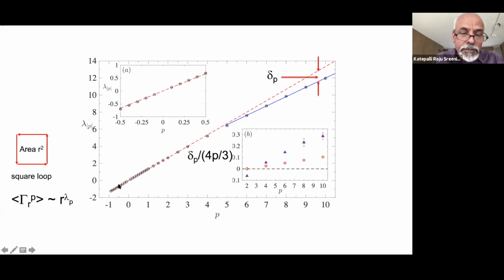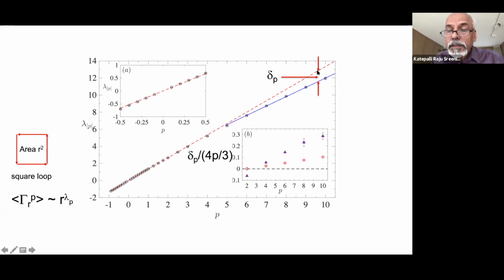Now, actually, it seems to plot exactly on the Kolmogorov line here, but if you expand it, you can see that there is a definite but small deviation. I don't know whether it's real or not at the moment, but let's say that it is.